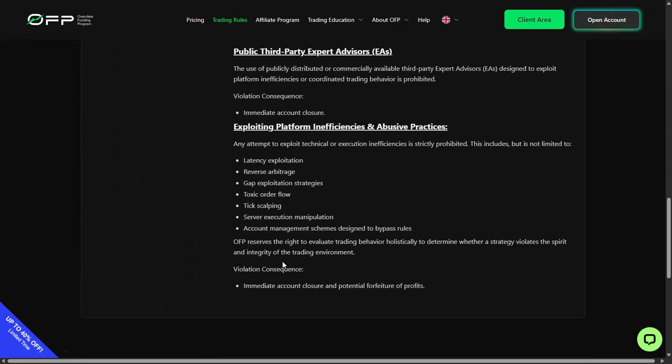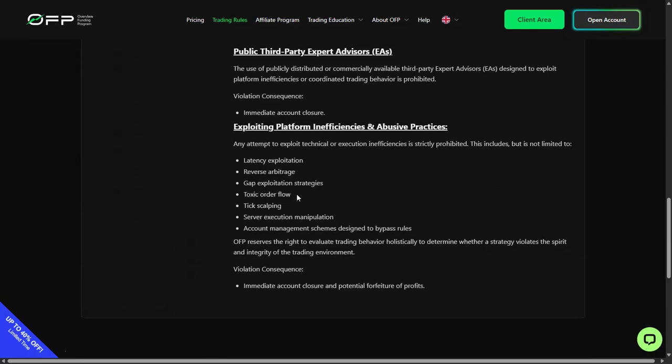So when someone notices that there is a bug or a way that they can manipulate any latency in their pricing, this is not allowed. This is called tick scalping. Tick scalping, number one, or gap exploitation. Everyone knows what a gap is and how gapping works.